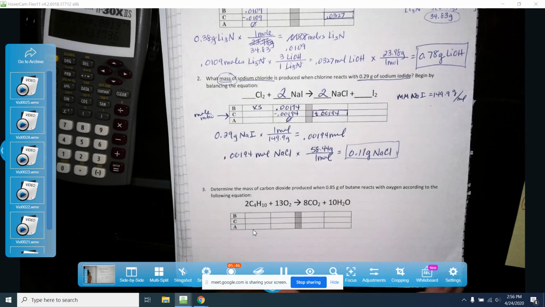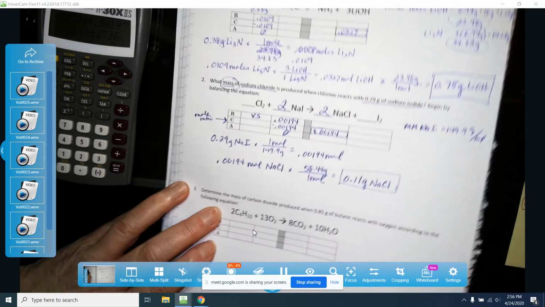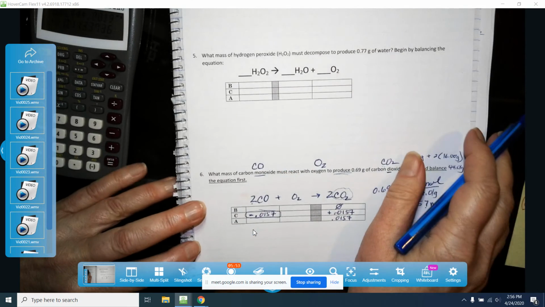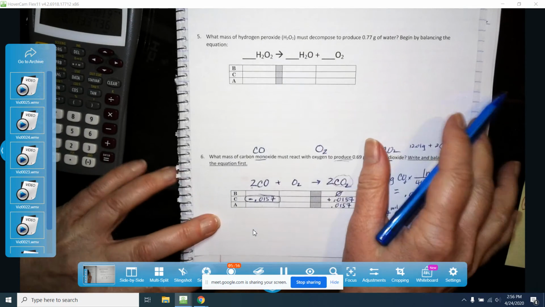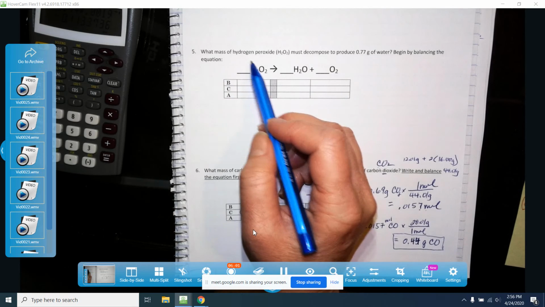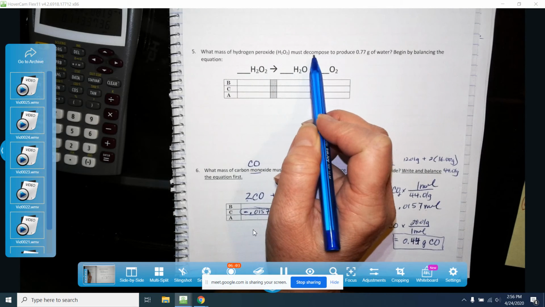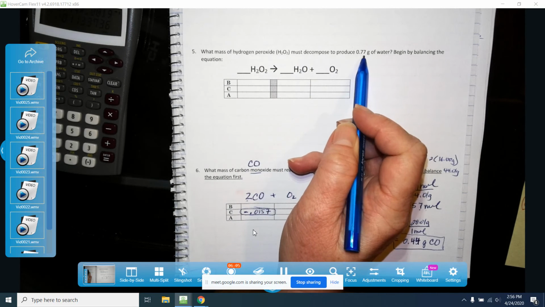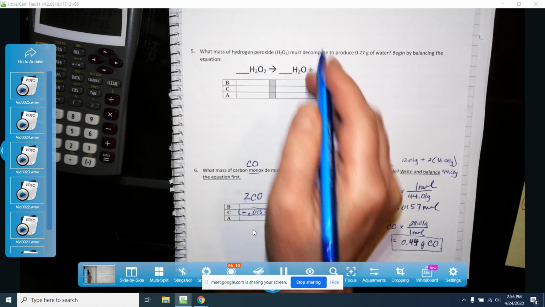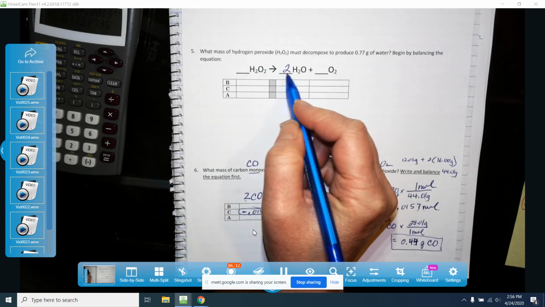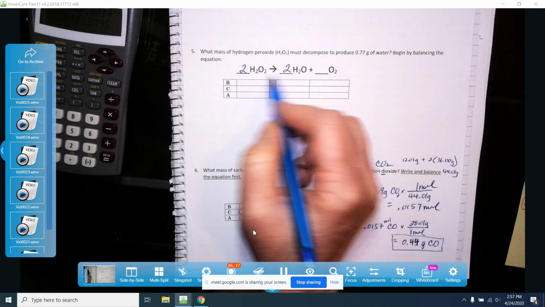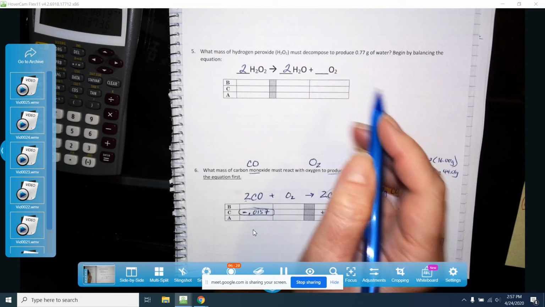All right, let's do another problem. Let's do this one, number 5. Okay, so what mass of hydrogen peroxide must decompose to produce 0.77 grams of water? Okay, so we need to balance. So we have an even and odd. Okay, I have 4 oxygens, I need 4 oxygens here. I have 4 hydrogens here, I have 4 hydrogens there, so that's balanced.